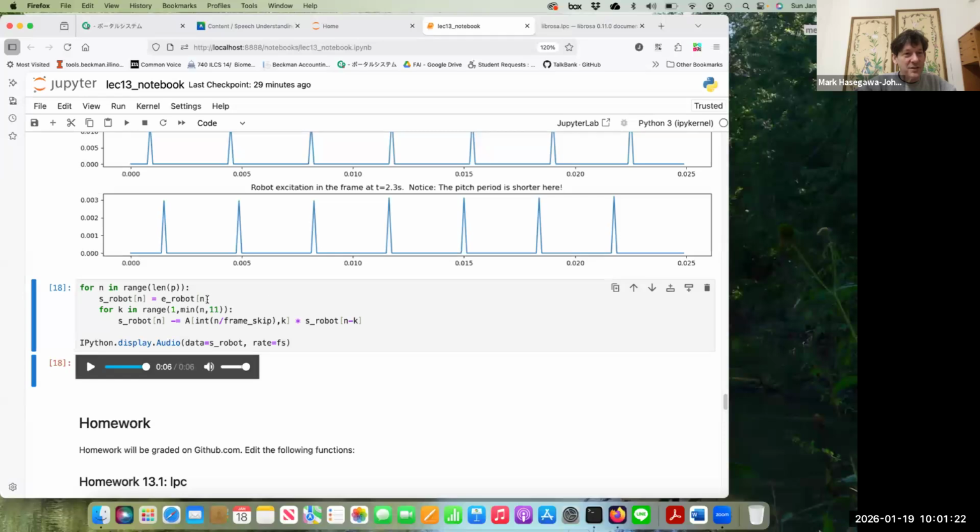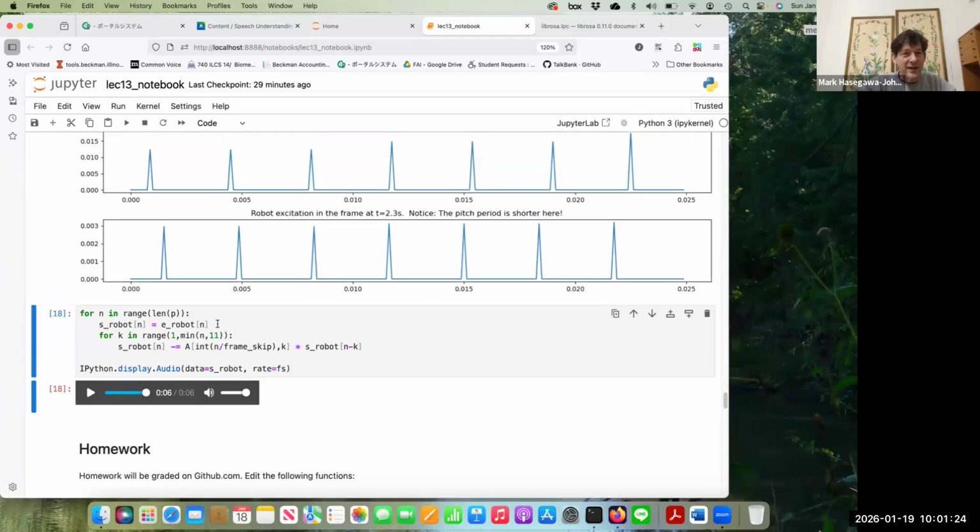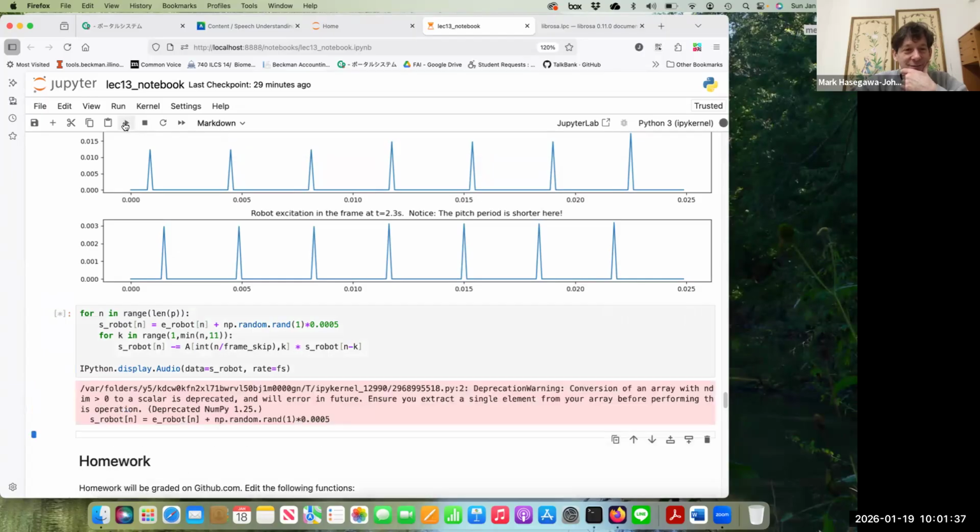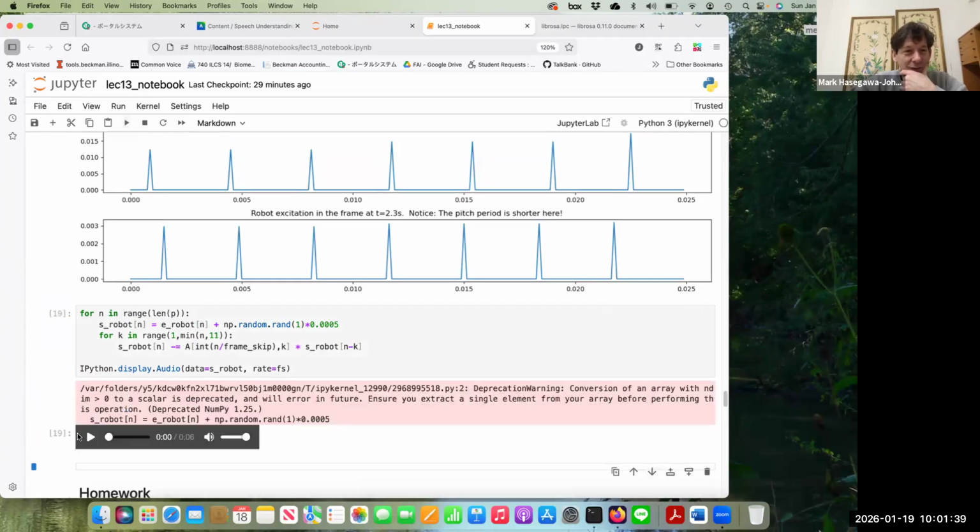I'm not sure if this is going to work. Let me try it and find out. Let me just add np.random.rand(n, 1) times 0.0005. I'm not sure if this will work or not. Let's find out. Nope, that didn't work. Oh, did it?